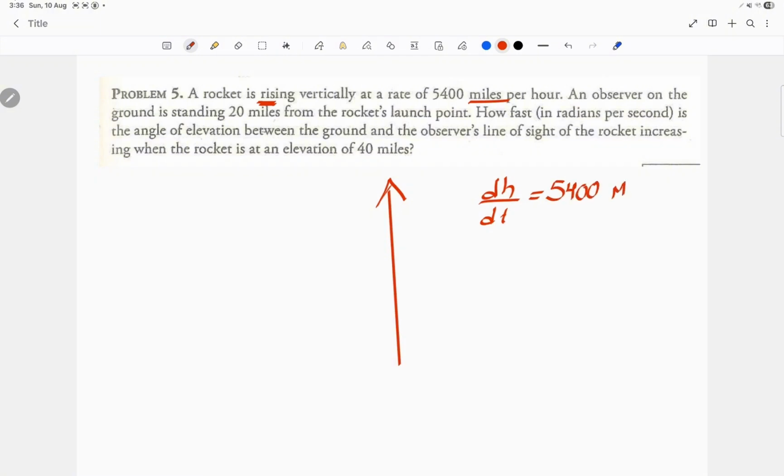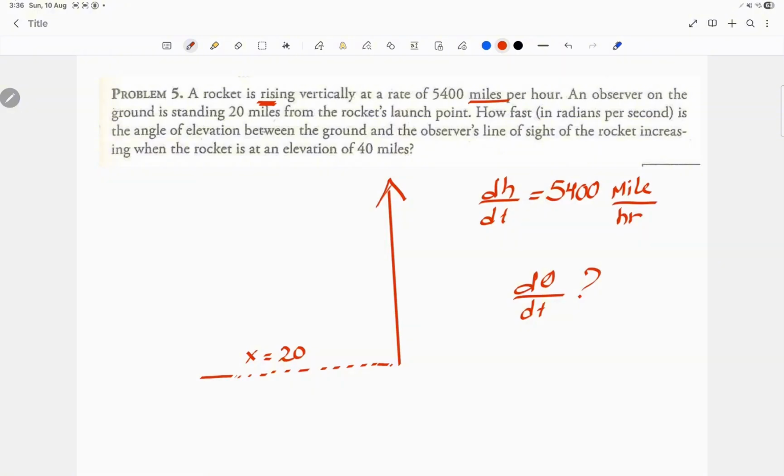5,400 miles per hour. An observer on the ground standing 20 miles from the rocket's launch point. So, should we call this X maybe? X is 20. How fast? In radians per second. Radian is a measure of what? Measure of the angle. So they're asking for d theta over dt.